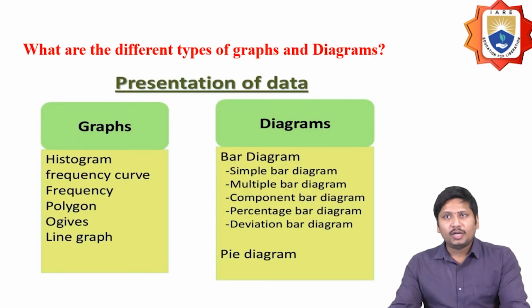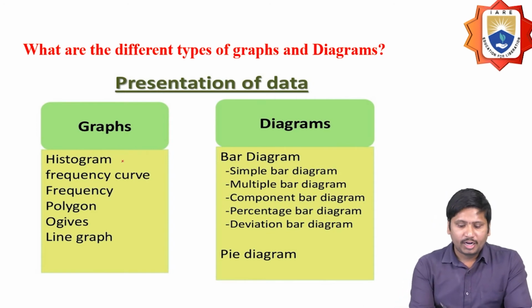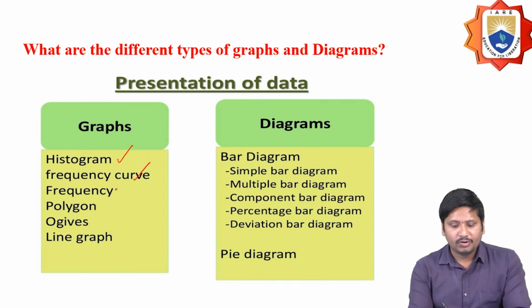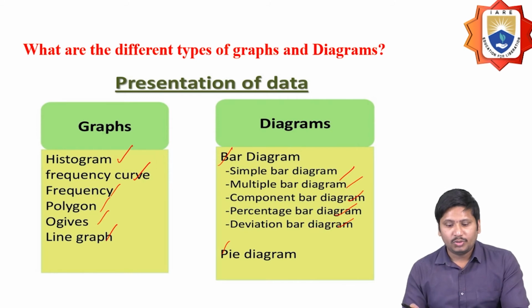The next question is, what are the different types of graphs and diagrams? Graphs are of different types, like histogram, frequency polygon, frequency curve, and Ogive line graphs. Diagrams are of two types, bar diagram and pie diagram. The bar diagram is further divided into categories like simple bar diagram, multiple bar diagram, component bar diagram, percentage bar diagram, and deviation bar diagram. These are some of the examples of diagrams.